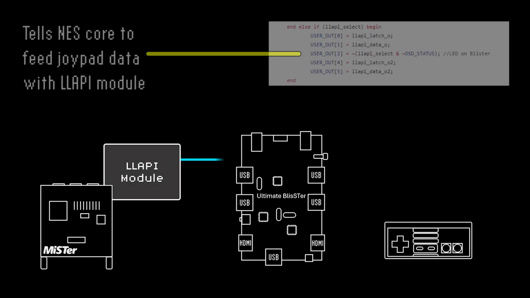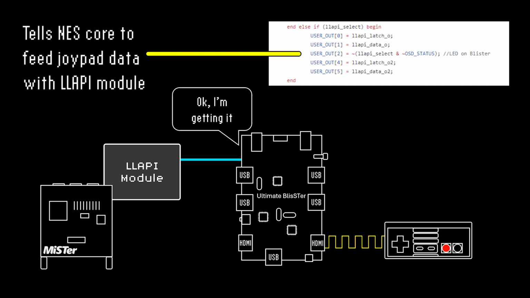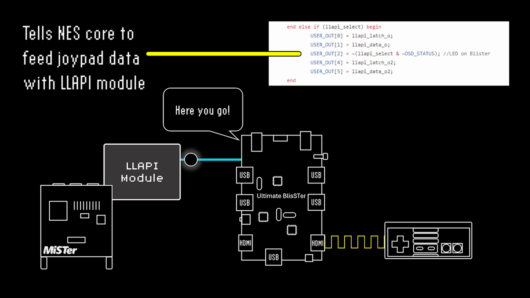But instead of polling, the LLAPI cores insert the LLAPI module into the console's native methods. So when a game goes to read the controller input, it's actually calling the LLAPI, which is in turn gathering the input from the BlisSTer on demand. And what you end up with is a zero lag experience when using LLAPI cores.